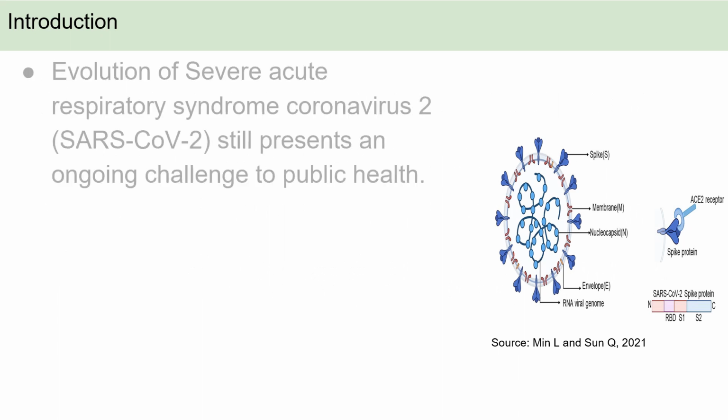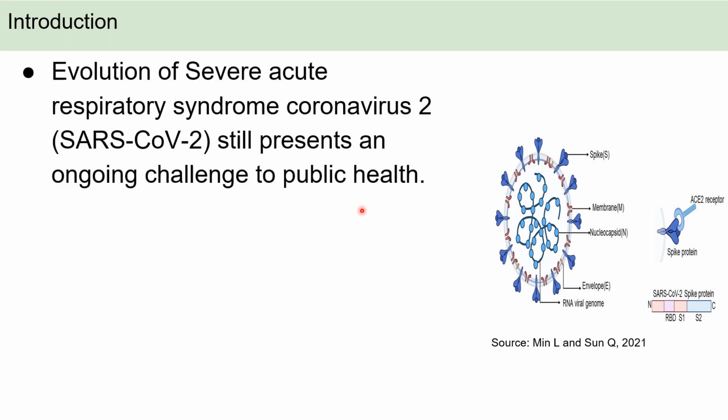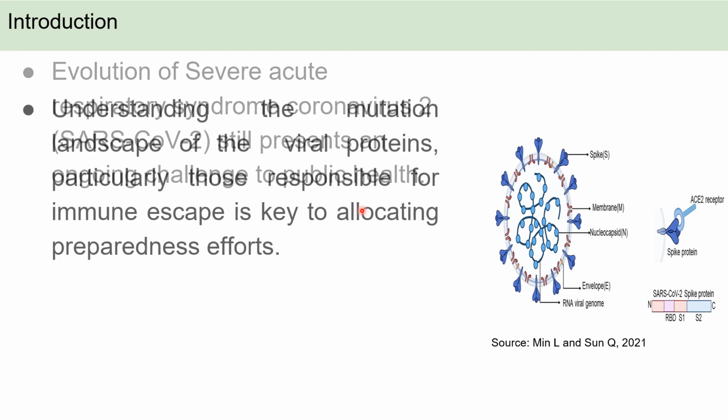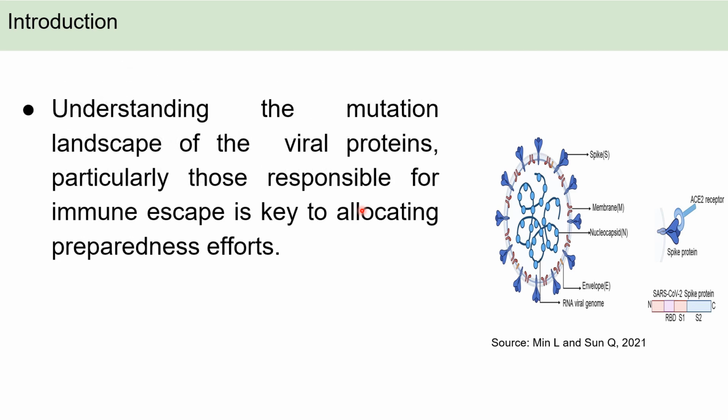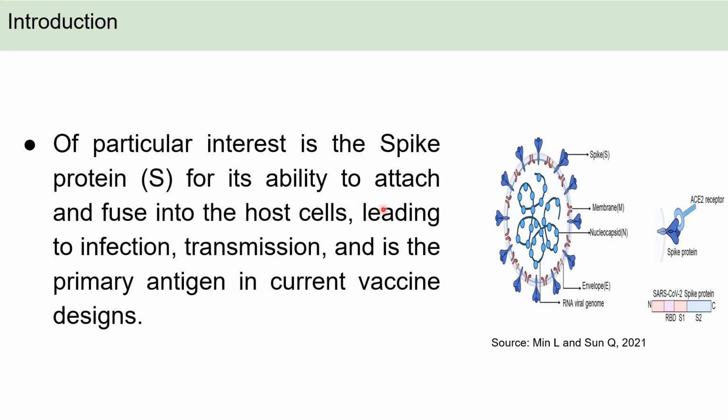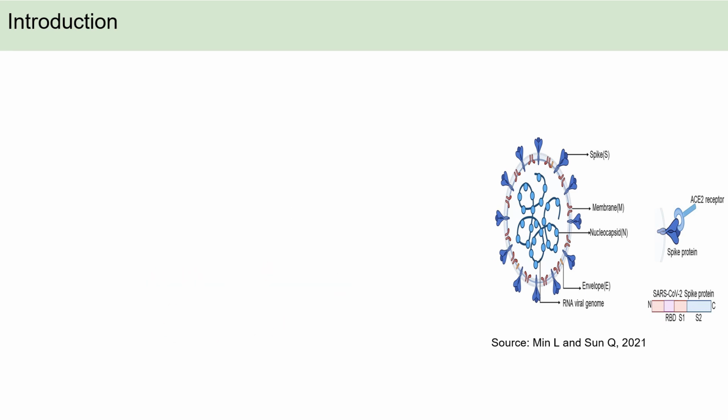To begin with, we are well aware that the evolution of SARS-CoV-2 still presents an ongoing challenge to public health. So understanding the mutation landscape of the viral proteins, particularly those responsible for immune escape, is the key to allocating preparedness efforts in advance. Of particular interest, however, is the spike protein because of its ability to attach and fuse into the host cells via the receptor binding domain, or the RBD, leading to infection transmission, and also because it is the primary antigen in the current vaccine designs.